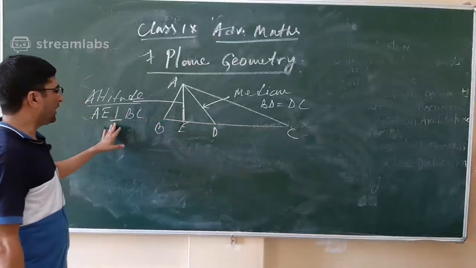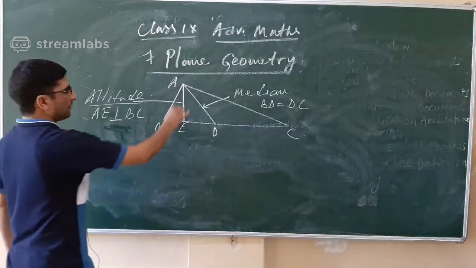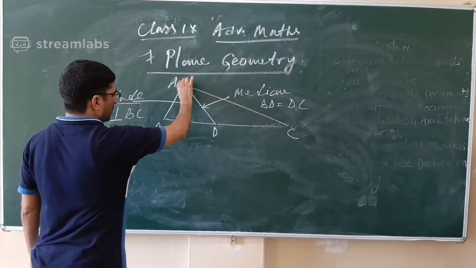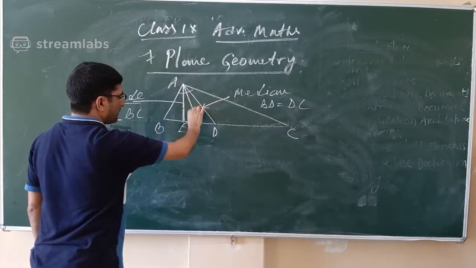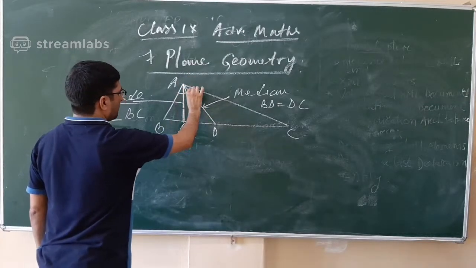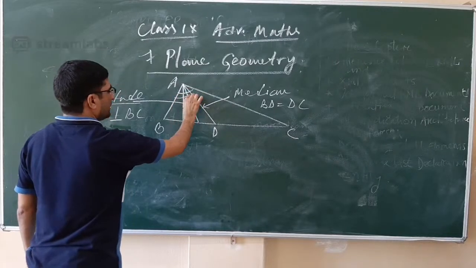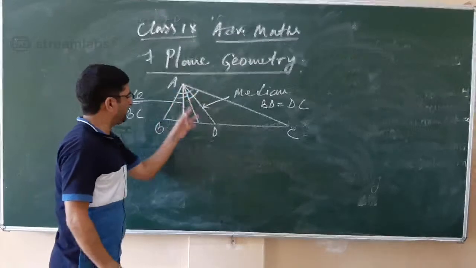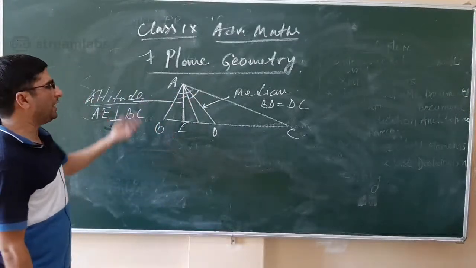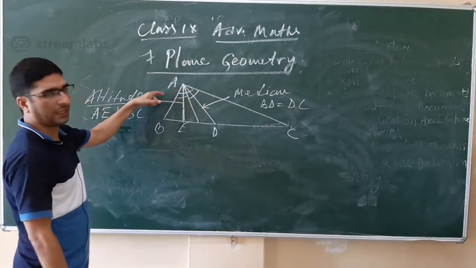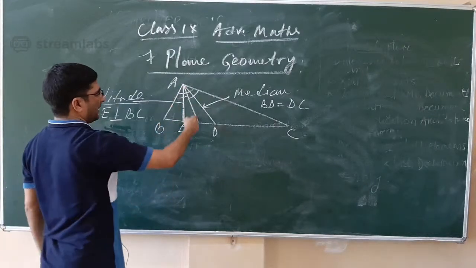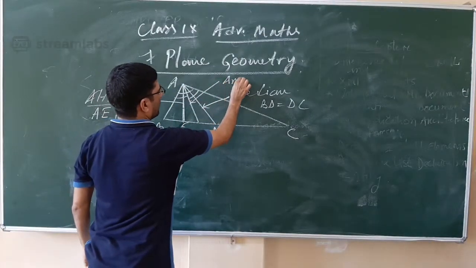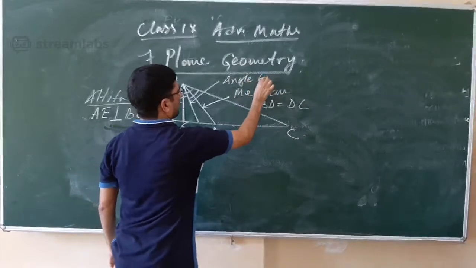Okay, this is altitude. Then another one: if you draw a line segment which divides this vertical angle, that means this angle is equal to this angle, these two angles are equal, then it is called angle bisector or internal angle bisector of this vertical angle. So this is angle bisector.